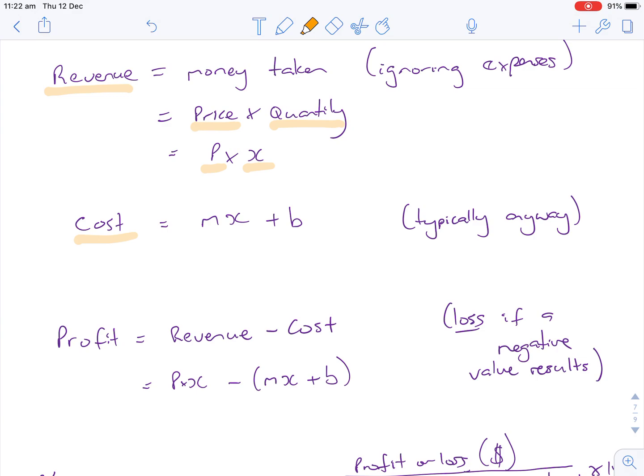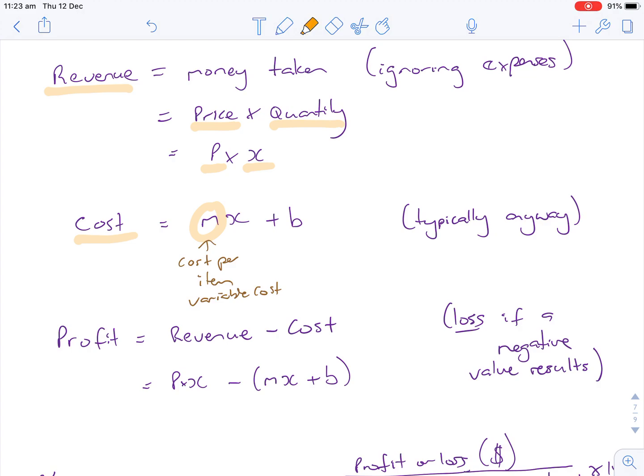Costs, typically, not always, but generally, are in a linear equation form. So I wrote it as mx plus b. M is, of course, your gradient. You'd recognise this as a linear equation, and your gradient basically tells you the cost per item. This is also what we call a variable cost, because it will change depending on how many items I get, but each item would cost me a particular amount. And typically what we have is a variable cost and a fixed cost.